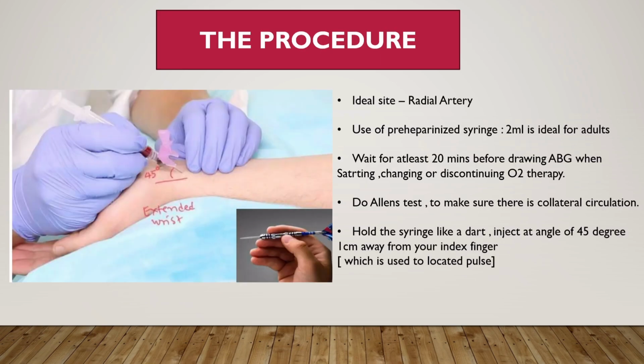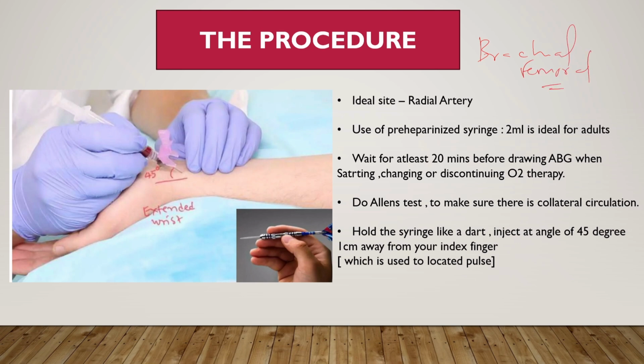For the procedure of taking an ABG blood sample, the ideal artery that we'll be using is the radial artery, since it is very peripherally located and also has good collateral circulation. The other arteries that we can use are the brachial and the femoral arteries.